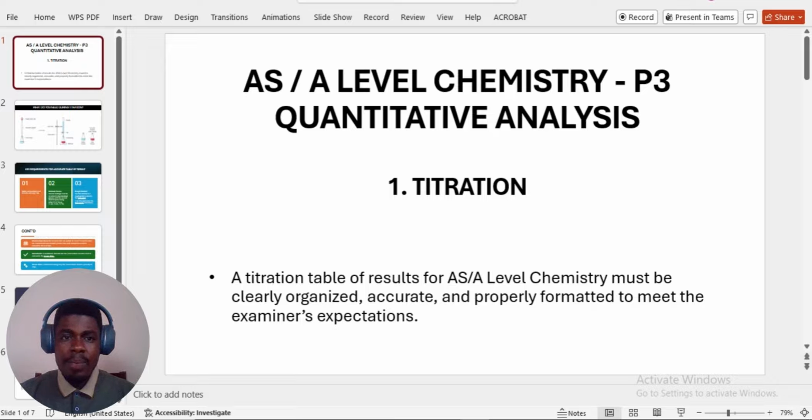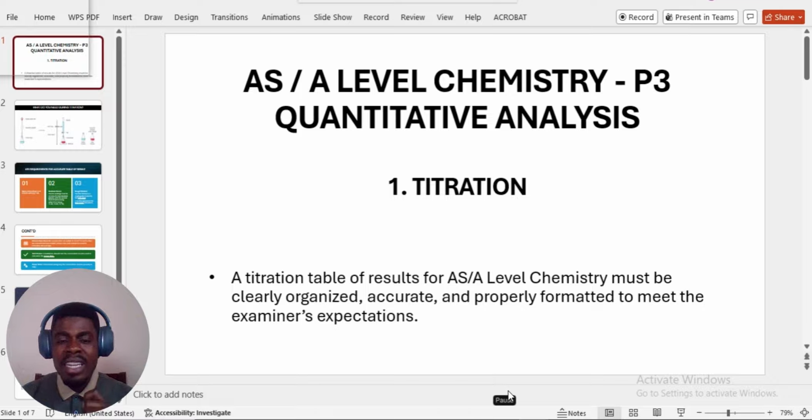So today our focus will be A-level chemistry practicals. Today we are going to target one of the questions from quantitative analysis, which is titration. The examiner's reports over the years clearly indicate that students fall short on how to get a correct or accurate table of results, and that is our focus for today.